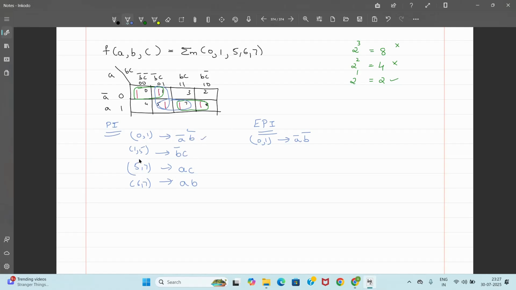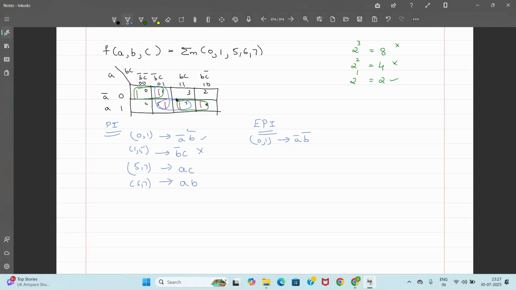Next, we'll talk about 1 comma 5. So group number 1 comma 5, you have two cells. Both the cells have two options of grouping. Either this can be grouped with 0 or it can be grouped with cell number 5. So this is not essential. It has options. Similarly, the cell number 5 also has option. It can be grouped with 1 or it can be grouped with 7. Correct? So this group 1 comma 5 is not essential. It is a prime implicant, but it is not essential. It has options. Next group is 5 comma 7.